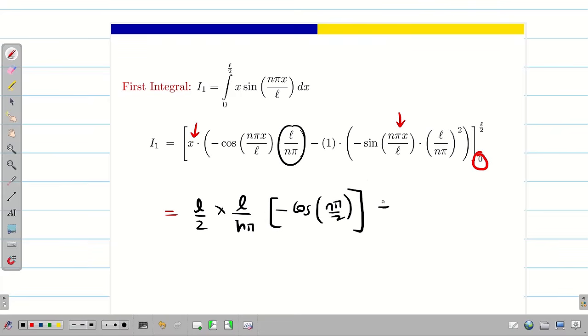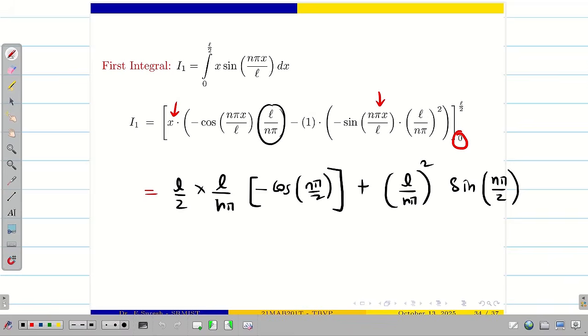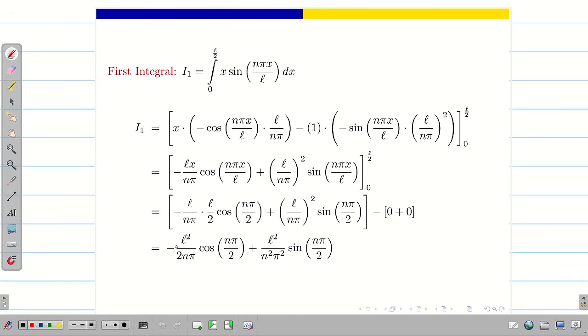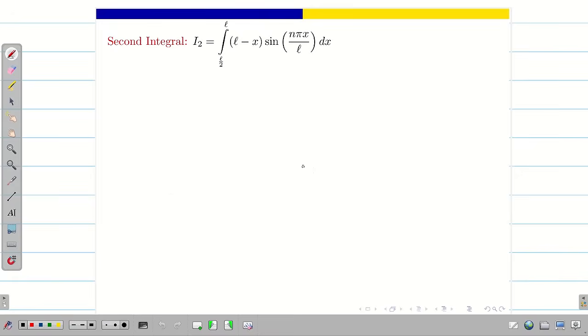Now minus into minus plus, we have L by n pi whole square. When I substitute this L by 2, we will get sin n pi by 2. Now simplifying this further, we get minus L square by 2n pi cos n pi by 2 plus L square by n square pi square sin n pi by 2. Next, in the similar way, we have to solve for I2.